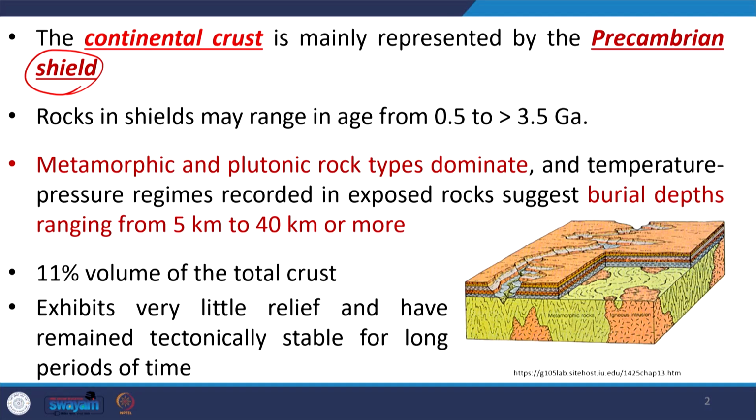Rocks in the shield may range in age from 0.5 to greater than 3.5 gigaannum. That means this age says we are in the Precambrian domain, and here it is clearly mentioned that this continental crust is mainly represented by the Precambrian shield.